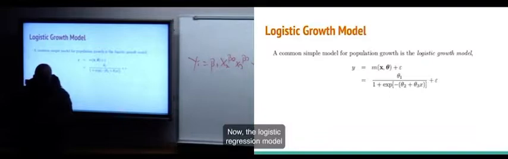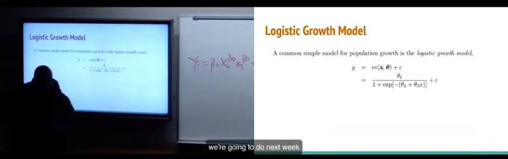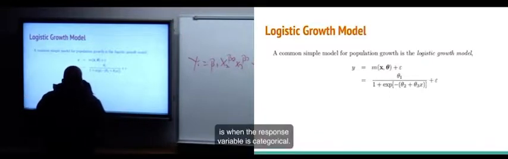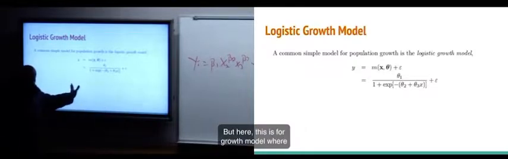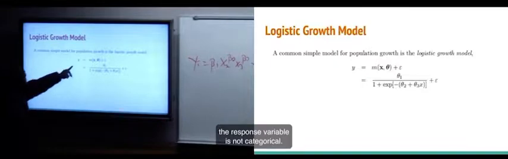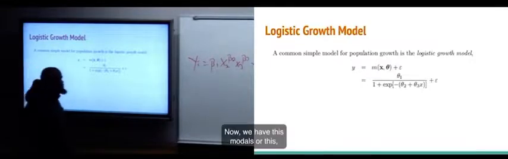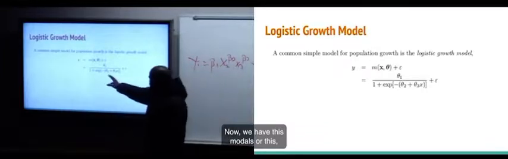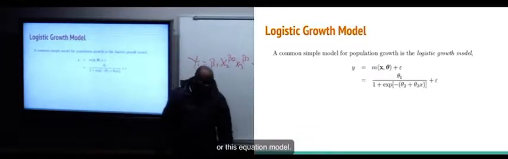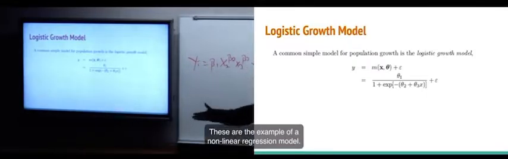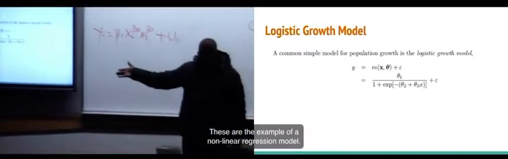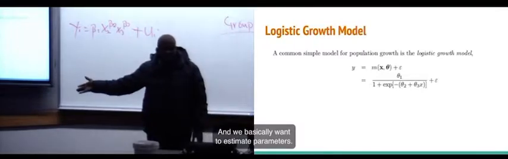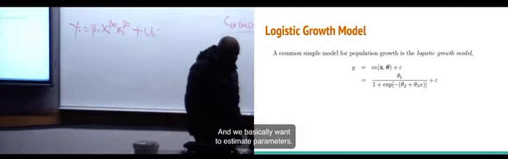Does that make sense now? The logistic regression model we're going to do next week is for when the response variable is categorical. But this is a growth model, where the response variable is not categorical. Does that make sense? These are examples of a nonlinear regression model, and we basically want to estimate parameters.